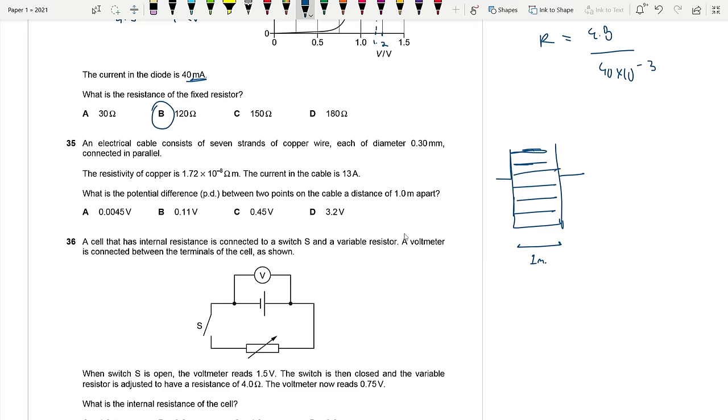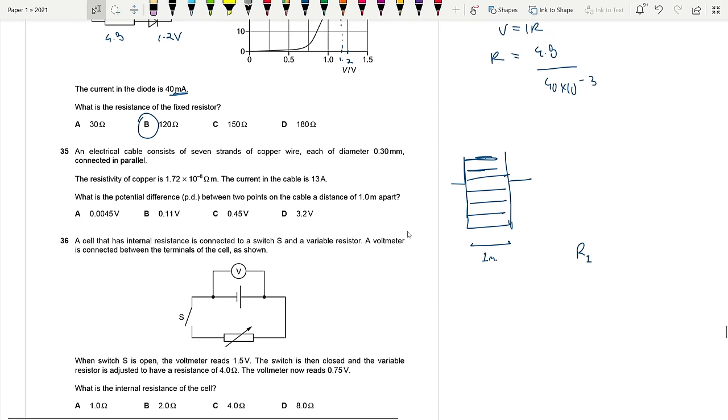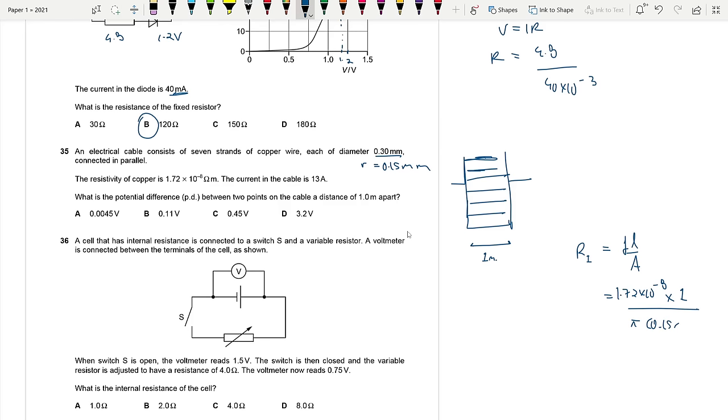So let's find out the total resistance of these 7 wires. Let's find out the resistance of 1 wire, okay? How much is that going to be? Basically, R is equal to rho L by A. So rho is 1.72 into 10 to the power minus 8, into length 1 meter, and the area is going to be, diameter is 0.3, so radius is 0.15 millimeter, so that's pi into 0.15 into 10 to the power minus 3, whole square. Okay, so I'm getting something like, for one wire, 0.2433.